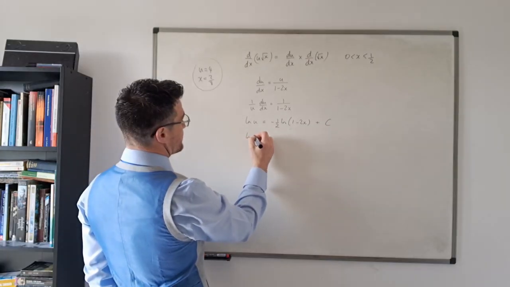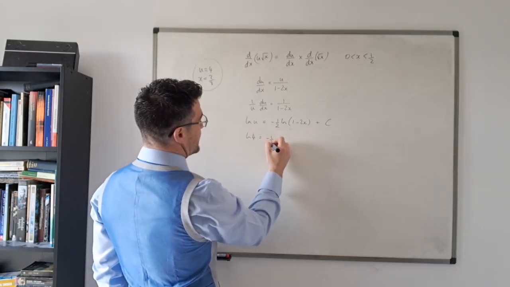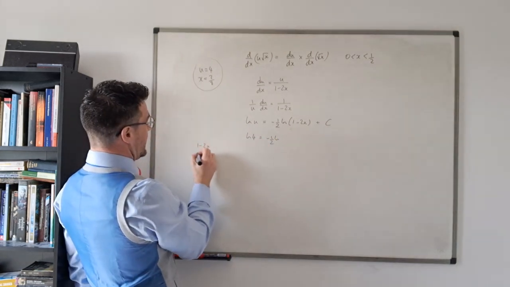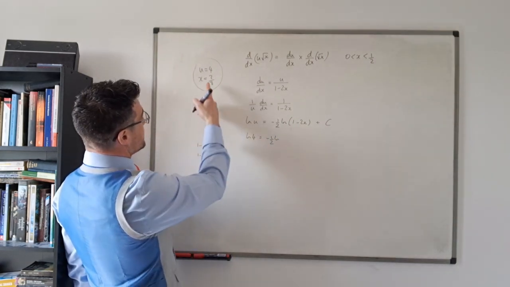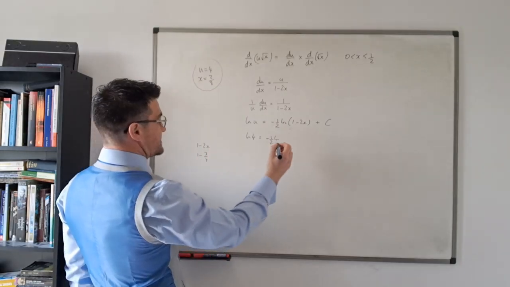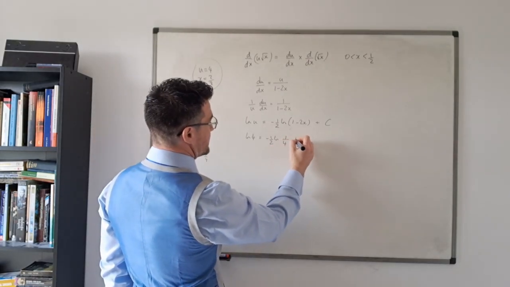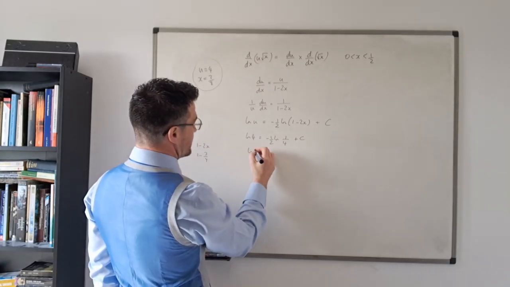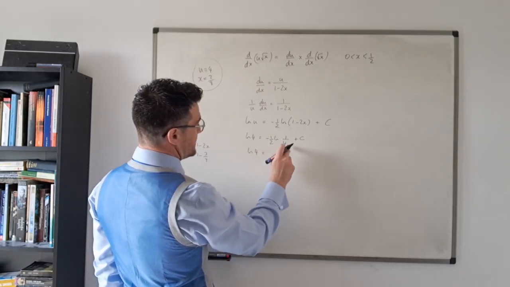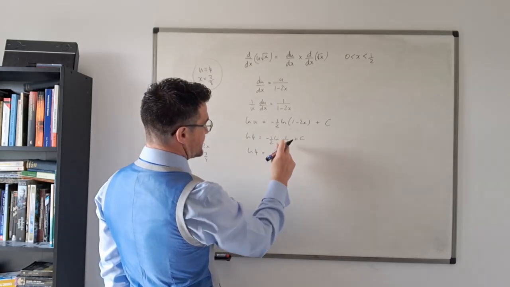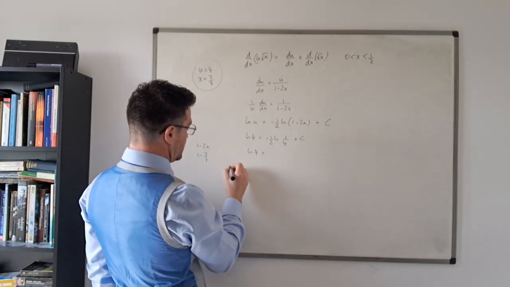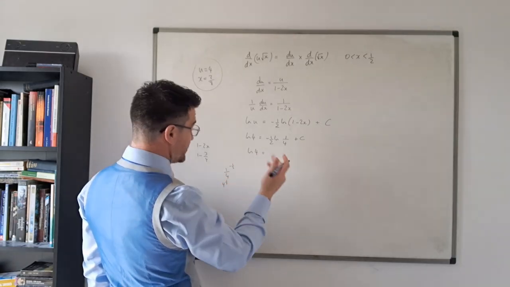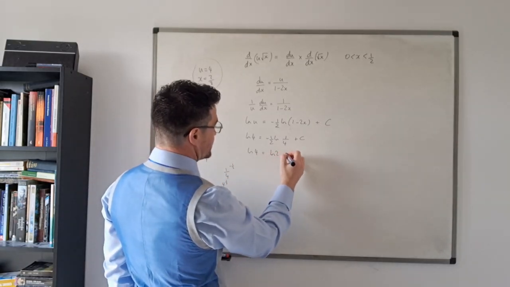So I get natural logarithm of 4 is equal to minus a half natural logarithm of 1 minus 2 times 3 quarters. Oh, that's just a quarter, right? Quarter plus c. And that's looking good. The natural logarithm of 4 is, so what's a quarter to the minus a half? So the power of minus a half is 4 to the power of a half, which is 2. So that's natural logarithm of 2 plus c.